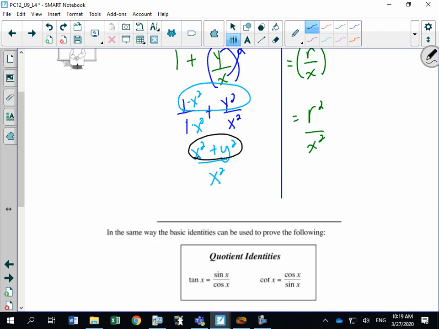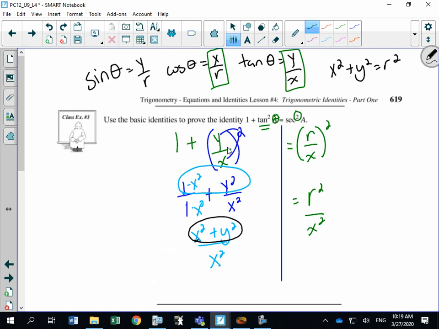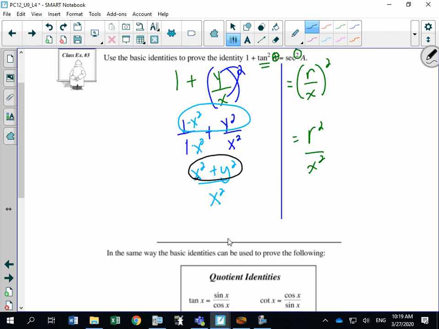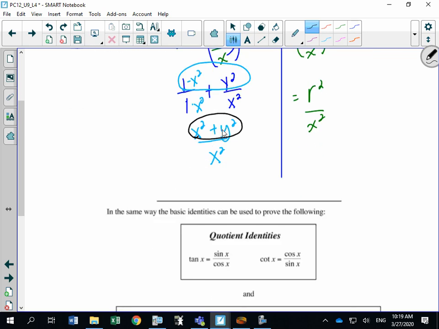oh, this guy is an identity. X squared plus y squared, I could take that out, and what does x squared plus y squared equal? It equals r squared. So you need to be able to see that x squared plus y squared is equal to r squared over x squared. And then I have left-hand side is equal to right-hand side. And I verified or I've proven my identity.